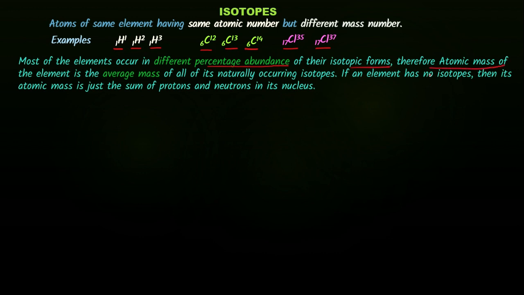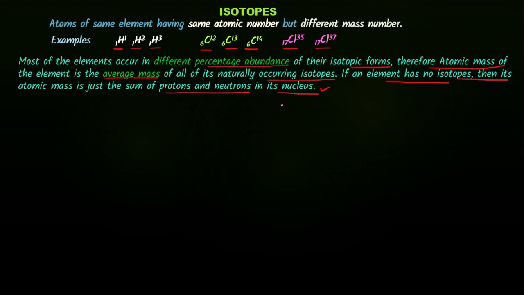Therefore, the atomic mass of an element is the average mass, basically the average isotopic mass of all of its naturally occurring isotopes. Say, for example, if an element doesn't have any isotope, that means there is no average isotopic mass in that case. The mass of that element will be just the sum of the masses of protons and neutrons present in its nucleus. There is no isotopic mass in such a case.